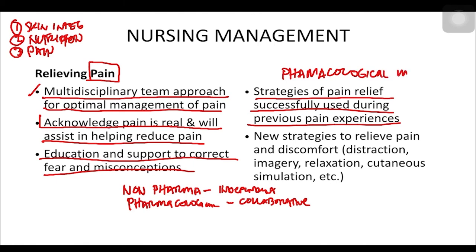Okay. So here, do your non-pharmacological first. Try setting up the patient in a good environment, relaxed environment, not stimulating environment. Try to divert the patient, let him watch TV, let him read a book, so that he would forget the pain. If that doesn't work, check the pharmacological management. What pain relievers work with him, what pain relievers did not work with him during the past pain experiences. So that's management of your pain via strategies. And if ever things would not work out, think of new strategies to relieve pain and discomfort. So it's here already, distraction, imagery, relaxation, cutaneous, and stimulation.